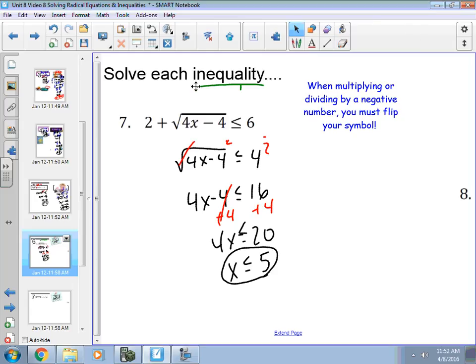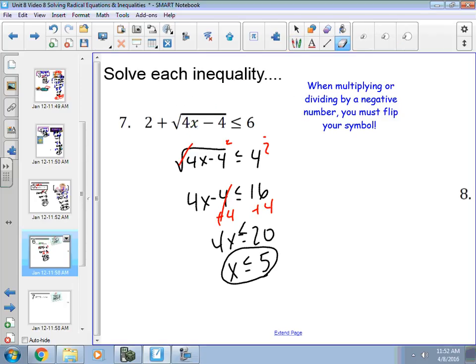Let's try some other numbers that we know are less than 5. What if we would put 2 in here? Would 2 work? Okay, well, 4 times 2 is 8. 8 minus 4 would be 4. So now it's 2 plus the square root of 4 here should be less than or equal to 6. Well, we know the square root of 4 is 2. 2 plus 2 is 4. We get 4 is less than or equal to 6. Yeah, that's a solid answer. That works out. 4 is less than 6.